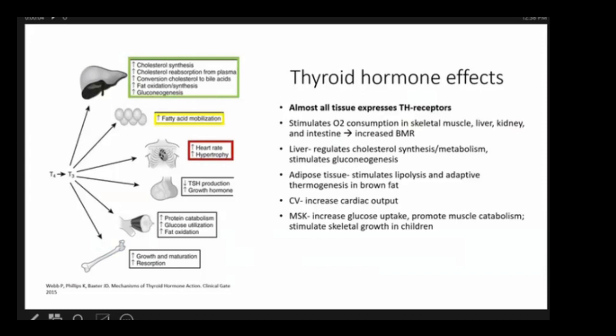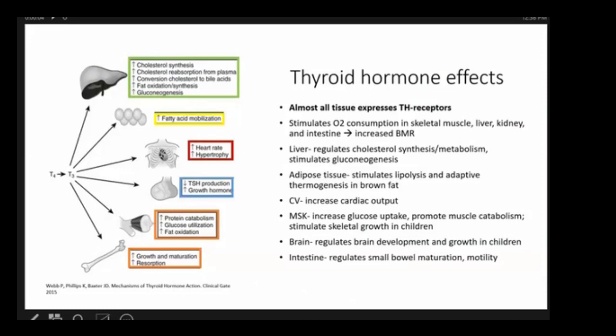In the brain, it regulates brain development and growth in children, which is why it's so important that babies have a newborn state screen that includes thyroid testing on it. And in the intestine, it also regulates small bowel maturation and gut motility, which is why we ask about constipation being a symptom of hypothyroidism due to decreased gut motility. In the skin, it regulates your keratin and sebaceous gland expression, which is why you can get significantly dry skin in profound hypothyroidism, as well as some hair loss.